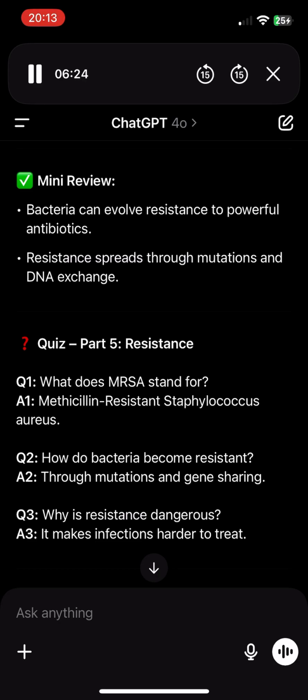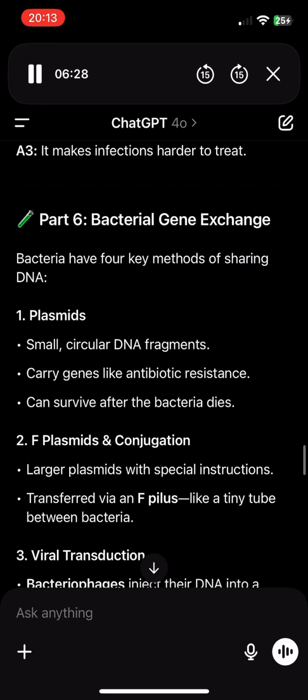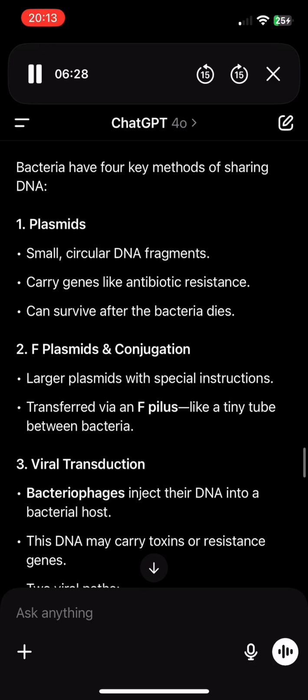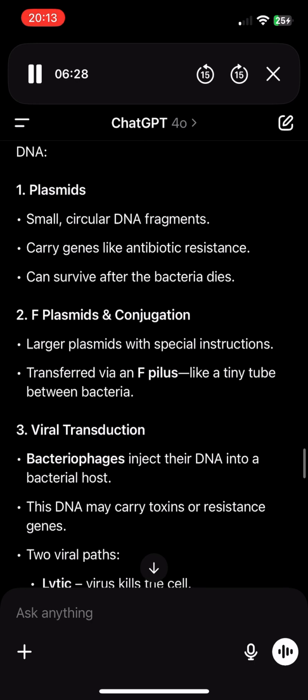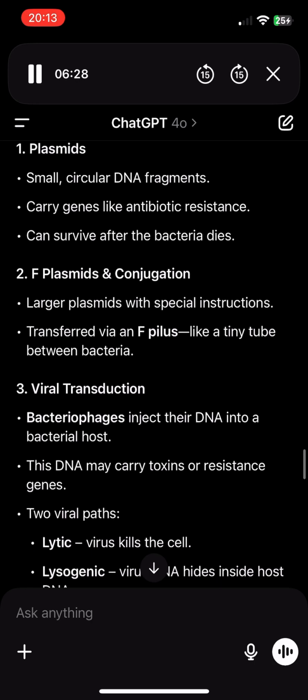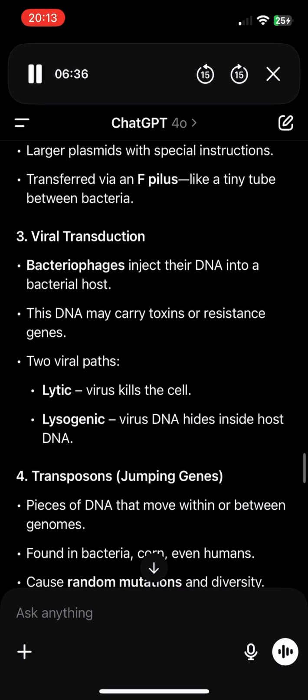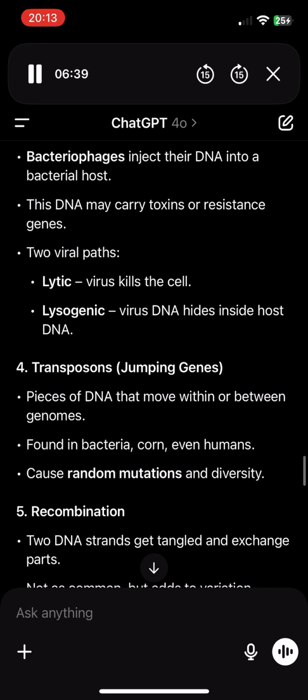3. Viral transduction. Bacteriophages inject their DNA into a bacterial host. This DNA may carry toxins or resistance genes. 2 viral paths. Lytic, virus kills the cell. Lysogenic, virus DNA hides inside host DNA.